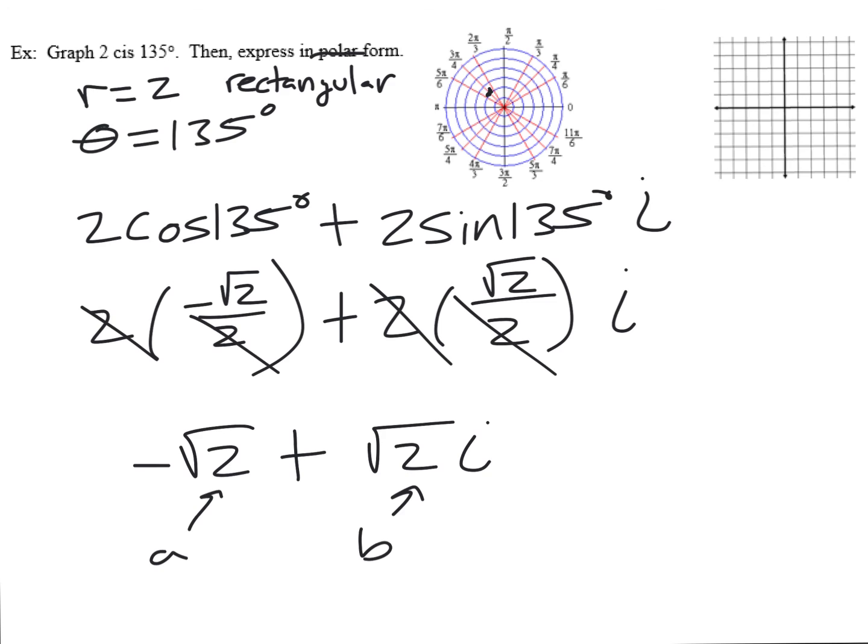Now, if I wanted to go approximation, this is basically negative 1.4 plus 1.4i. So about 1.5 to the left, about 1.5 up. There it is. Yet again, if you compare where that number was and that number, right about in the same spot, just like we expected.